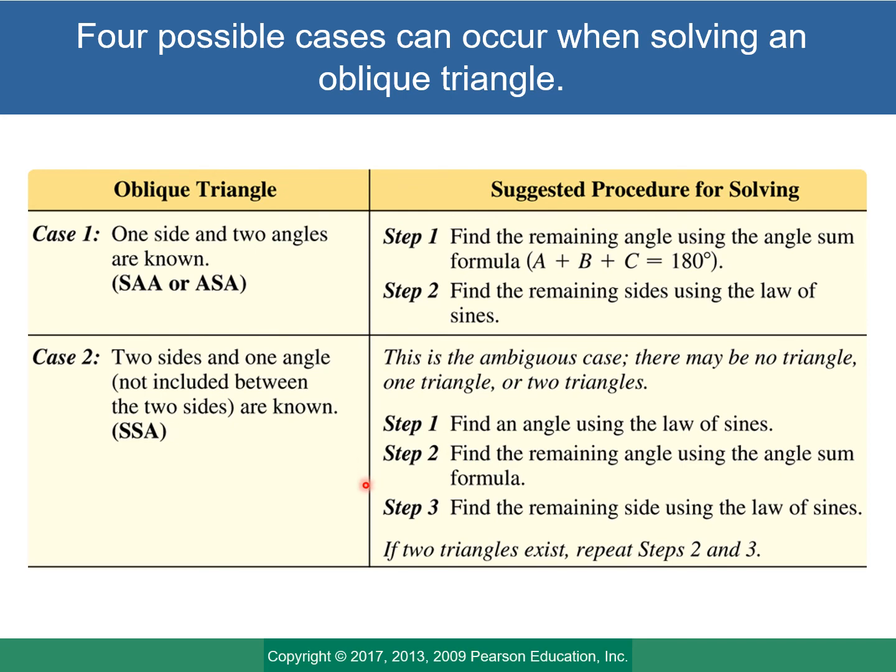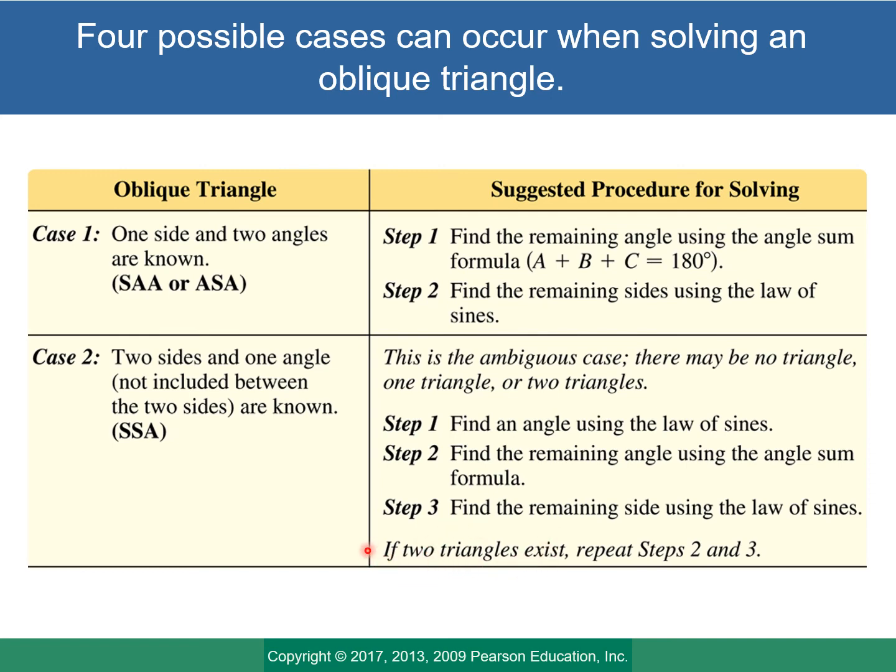So on that one, you want to go through the steps of finding an angle using the law of sines, find the remaining angle using the fact that the angles add up to 180, and then find the remaining side using your law of sines. But you do have to repeat this if you know you have a second triangle.